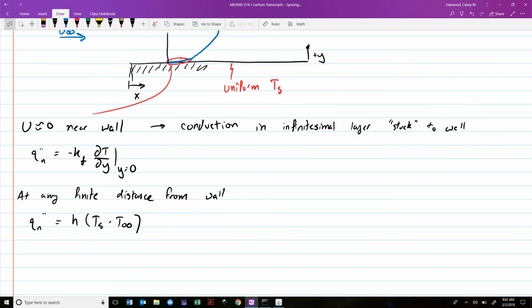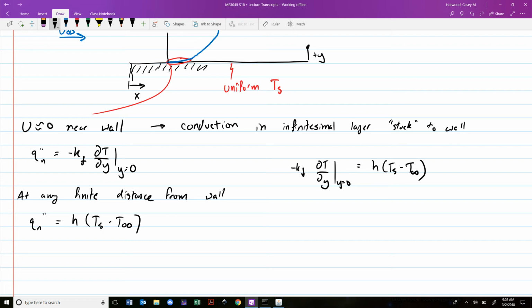It travels into the fluid via conduction in a very small layer and then gets sort of transmuted into convective transfer. So these two quantities have to be equal to one another. And we end up with negative k sub f dT/dy at y equals 0 is equal to h times (Ts minus T infinity). All we're saying is, if we do that surface energy balance in that thin layer of fluid, the sum of the thermal energy in has to equal the sum of the thermal energy out.